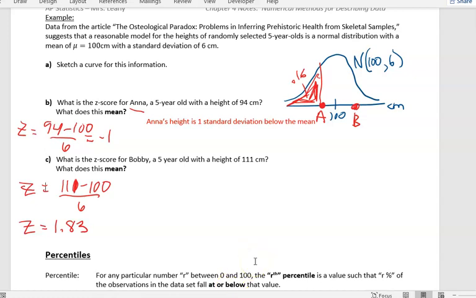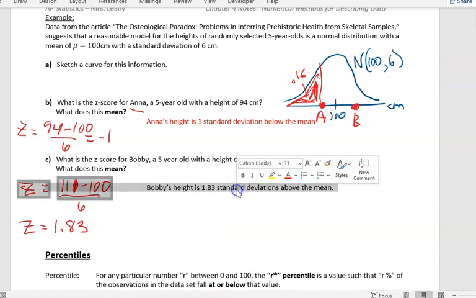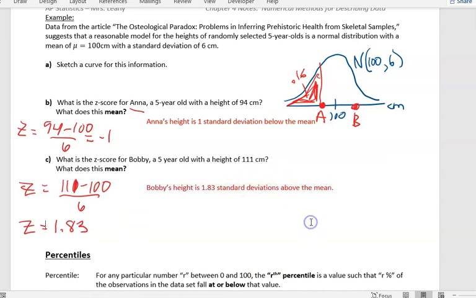So what does that mean? This means that Bobby's height is 1.83 standard deviations above the mean because it is positive. 1.83 standard deviations above the mean for him.